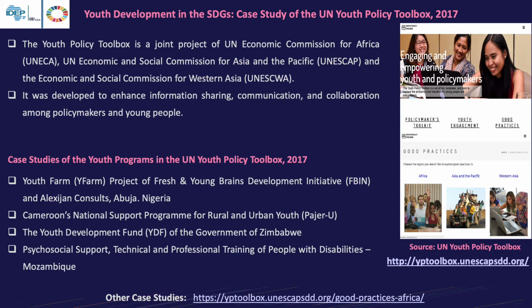So when you look at the pictures on the right, that gives you an idea of what the website looks like. It has the policymakers toolkit, and then there's also a space for youth engagement, and then the good practices. When you click on the good practices, you will be looking at three regions. The first one is Africa. You also see what is going on in Asia and the Pacific, and then, of course, Western Asia.